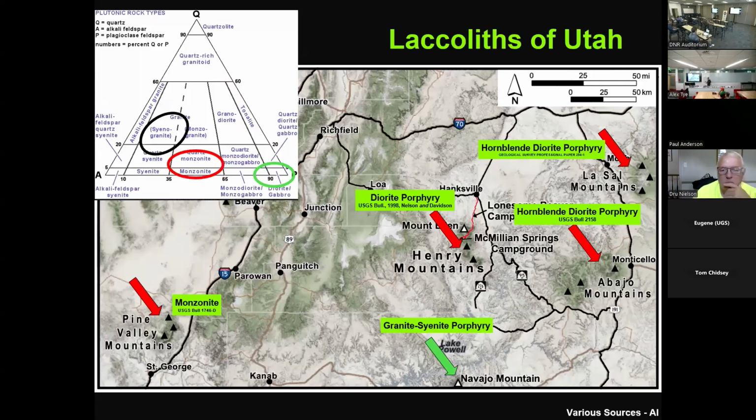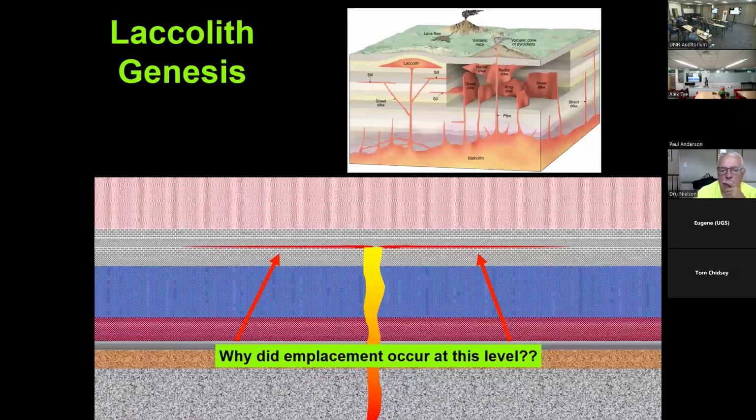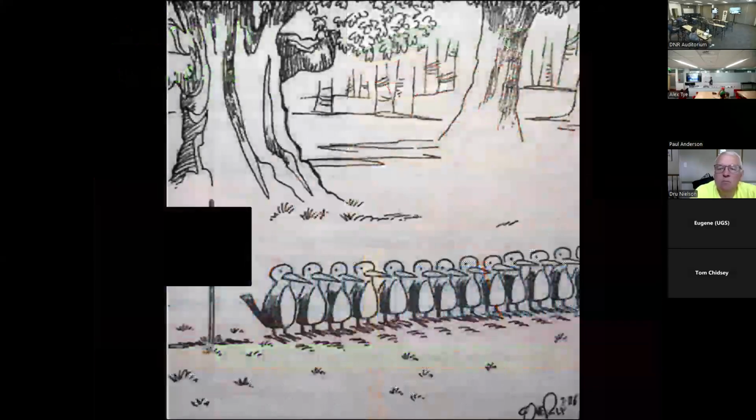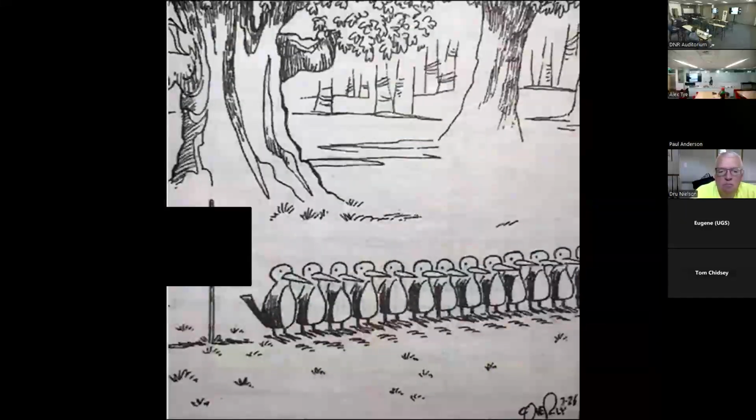And unconfirmed for the latest thing I found in the literature. So different compositions across the plateau. So why did emplacement occur at this level? Let's take a closer look. Let's make some observations here.